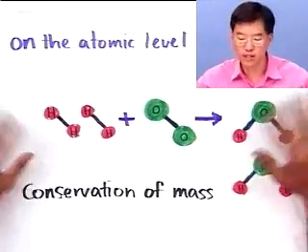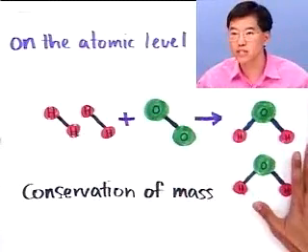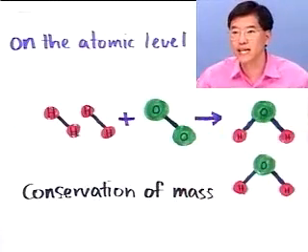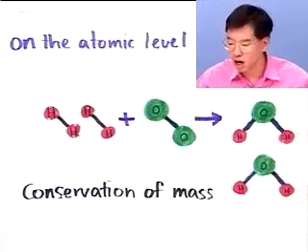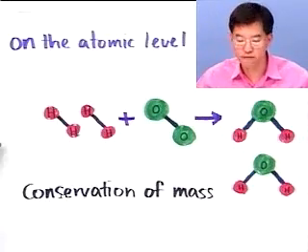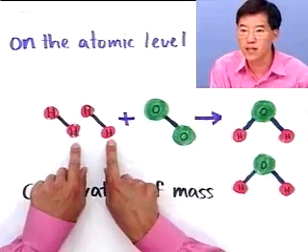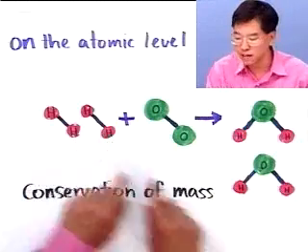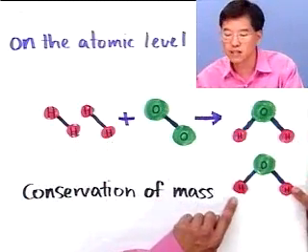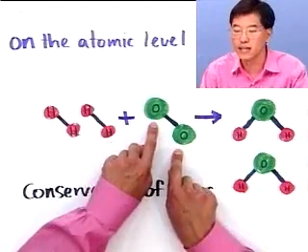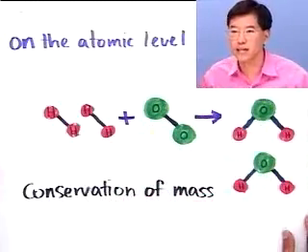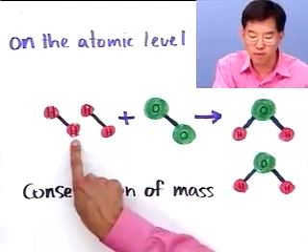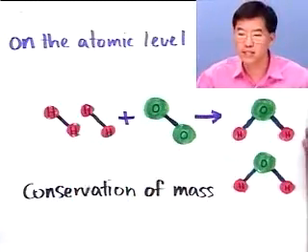Now at this point, don't worry about the representation so much. You don't have to understand how to predict what would happen. All we're really concerned about right now is the fact that there are 4 red balls on this side of the arrow, and 4 red balls on this side of the arrow, 2 green balls on this side of the arrow, and 2 green balls on this side of the arrow. Again, red represents hydrogen and green represents oxygen.